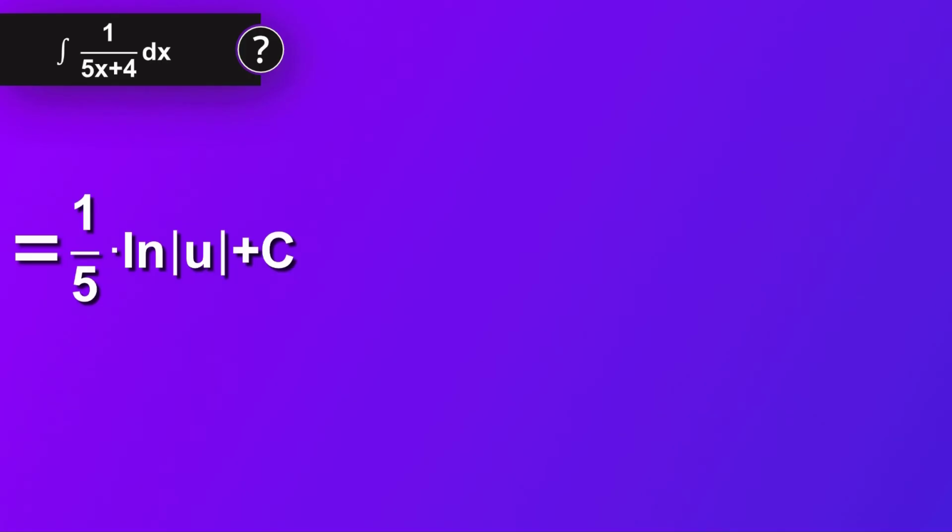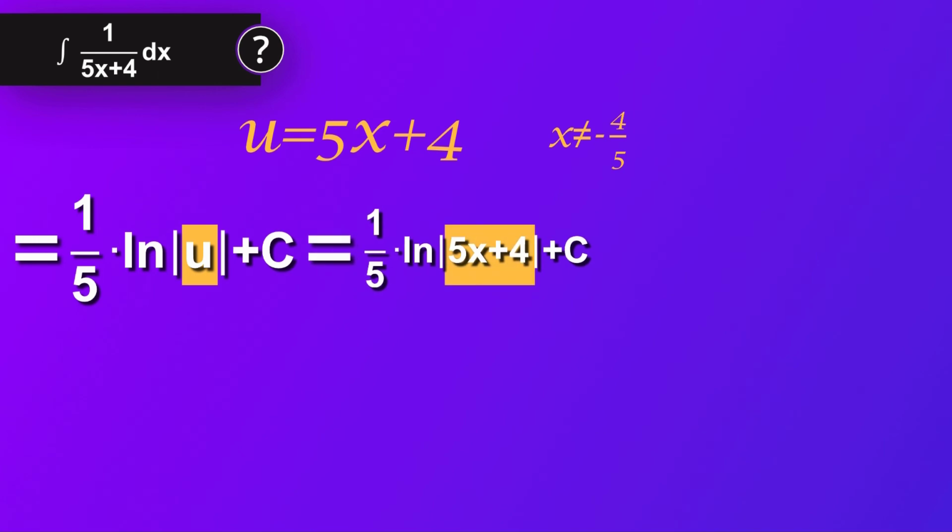But it is not the end of our solution. We have to come back to our problem, and it was formulated using variable x. We used u substitution, and now we have to come back to x. So instead of u, we now insert 5x plus 4. We've got 1/5 multiplied by the natural logarithm of the absolute value of 5x plus 4 plus constant c as a result of our problem.